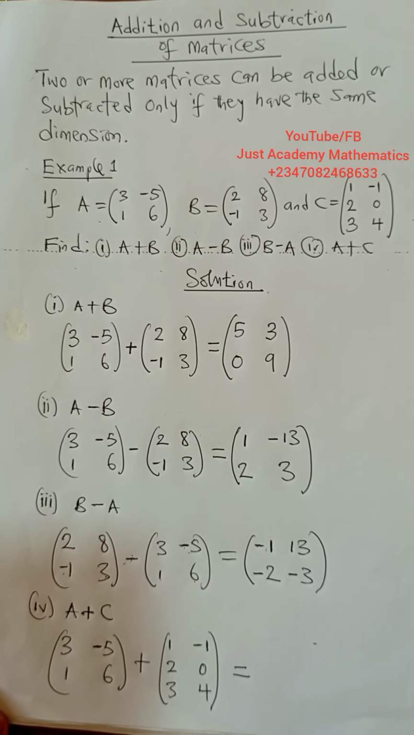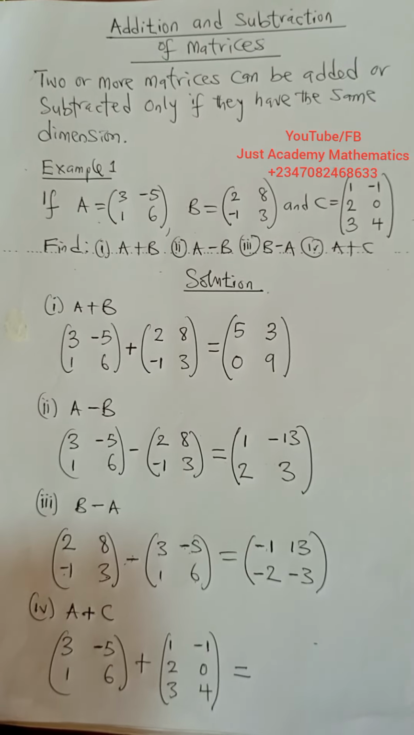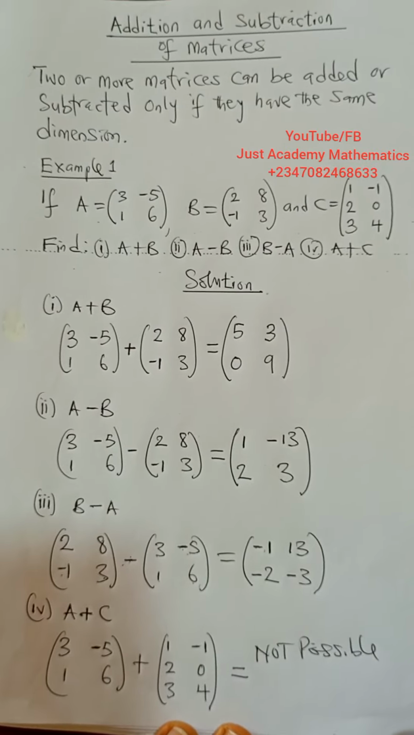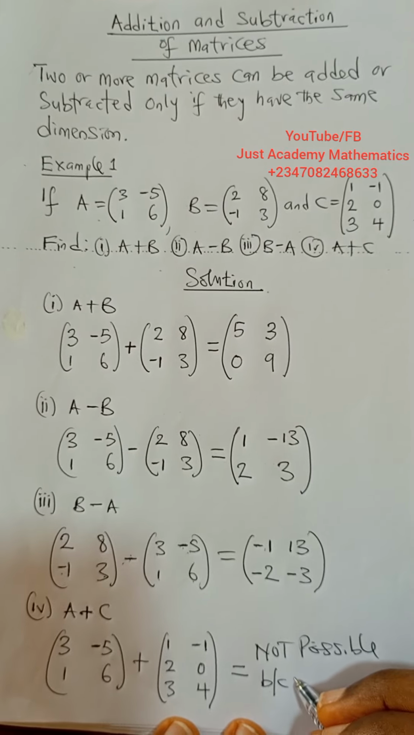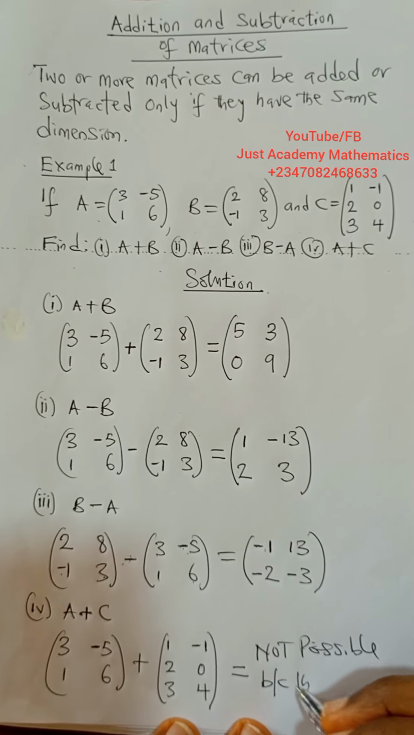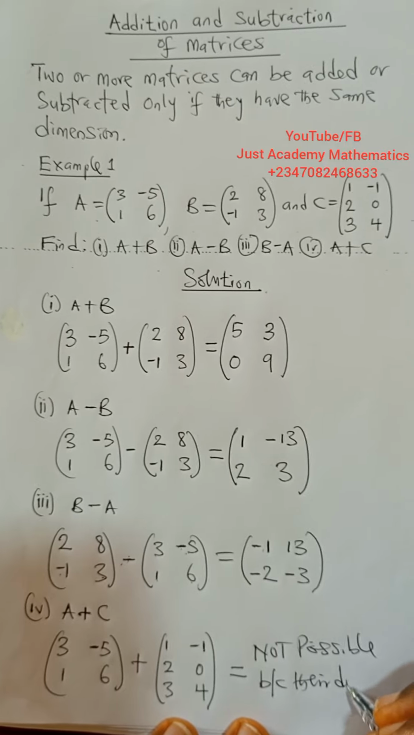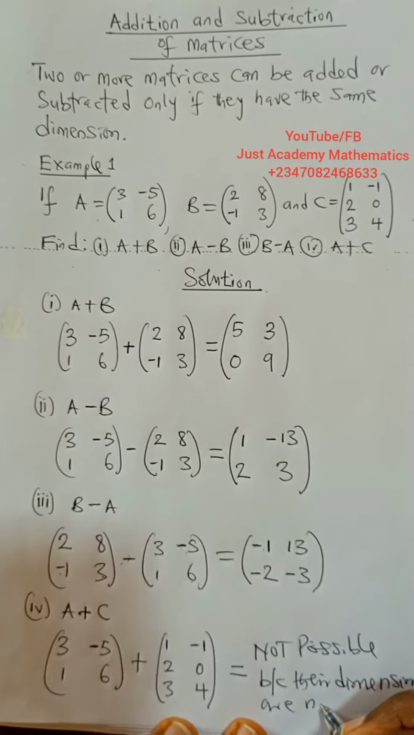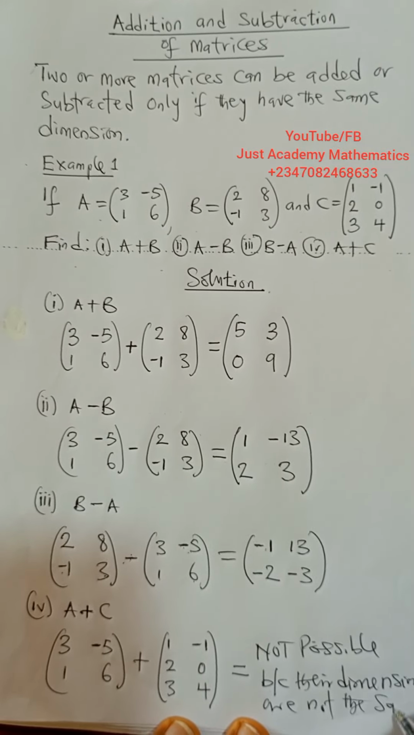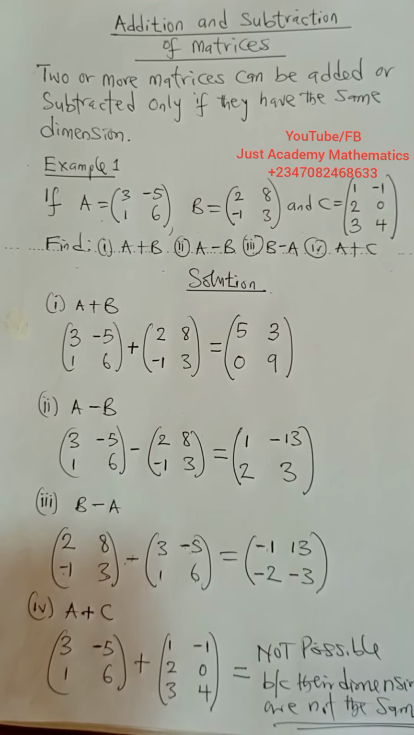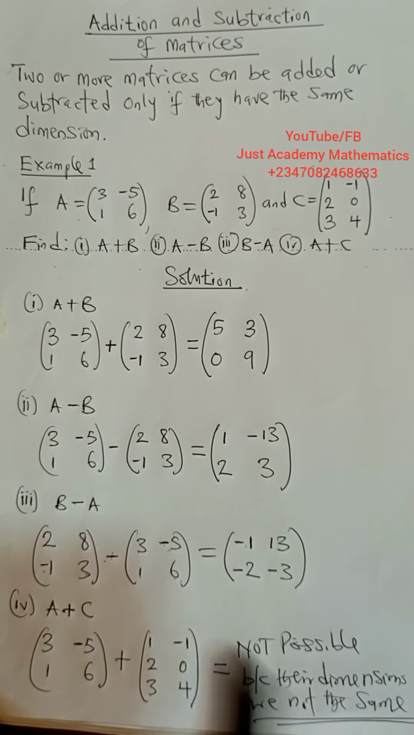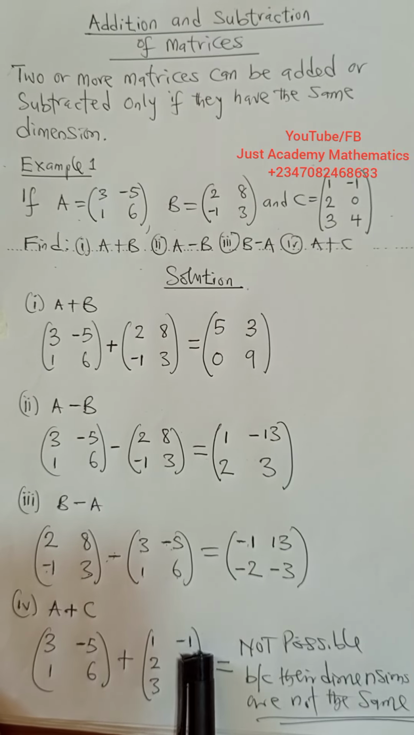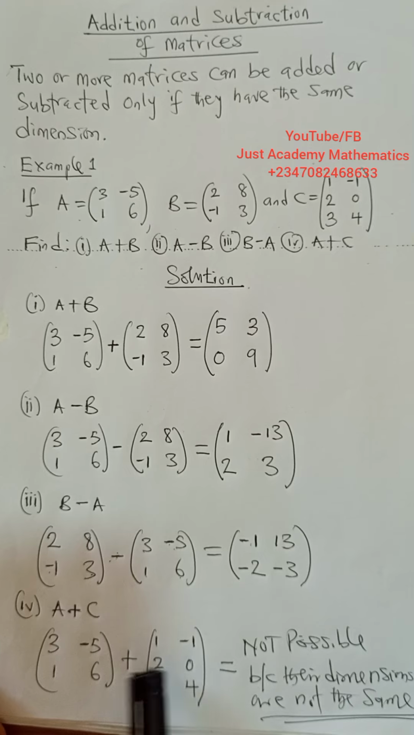Then how about A plus C? A plus C is not possible. Why is it not possible? Because their dimensions are not the same. The operation is not possible because their dimensions are not the same. We cannot add this and this. I said for you to add two or more matrices, the dimension of the matrices must be the same.